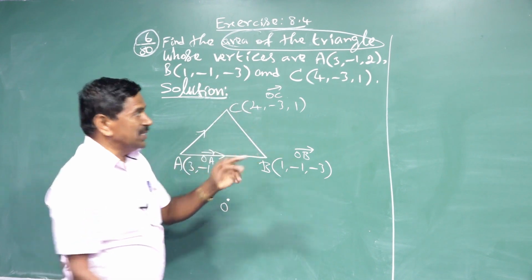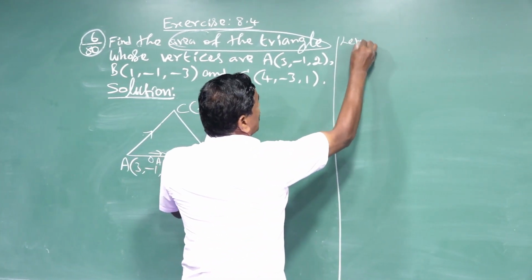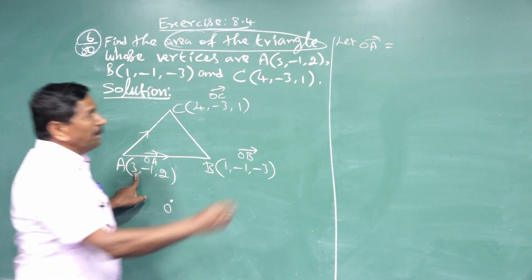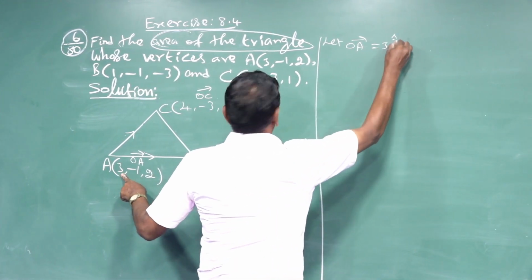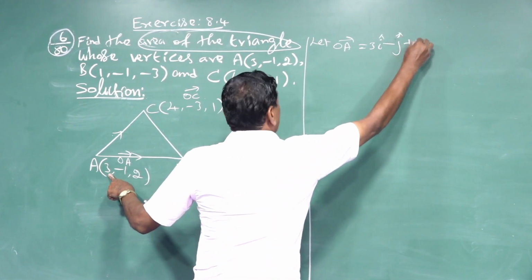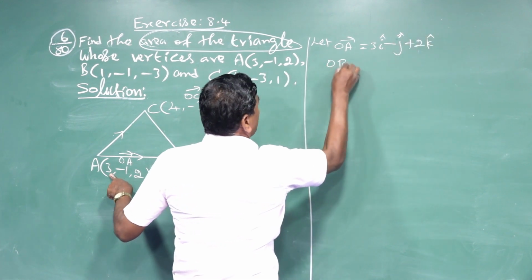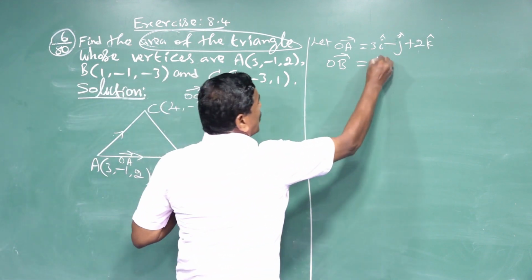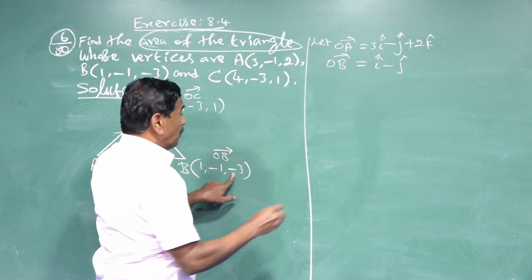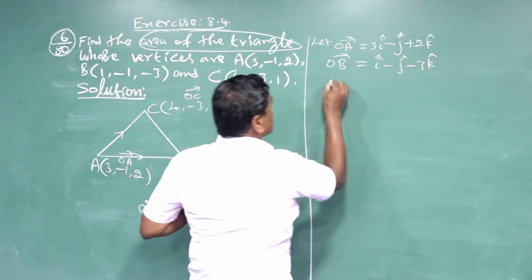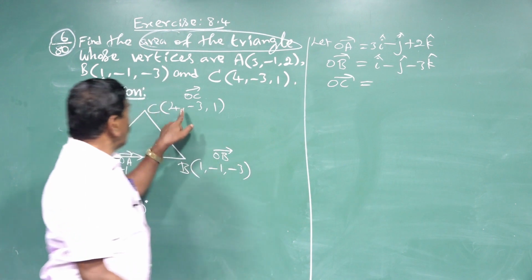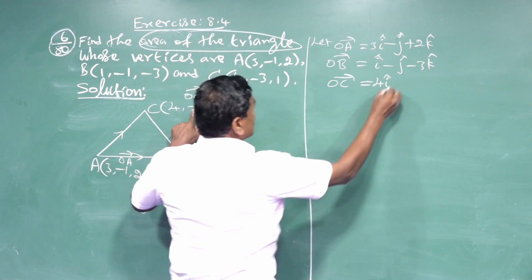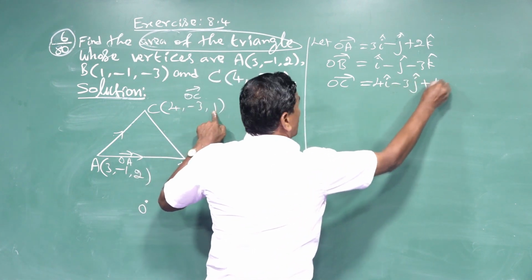So, which is the next step? Listen. Let OA vector be equal to 3i cap minus j cap plus 2k cap. Next, OB vector is equal to i cap minus j cap minus 3k cap. Next, OC vector is equal to 4i cap minus 3j cap plus k cap.